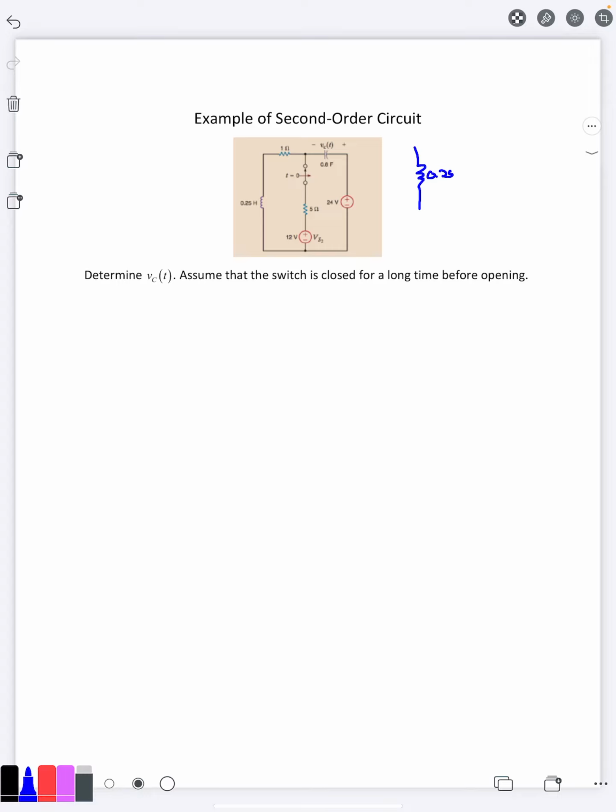We have this inductor. We have this resistor. The middle part of the circuit is going to open up and go away. It's not going to be connected anymore, so we can ignore it. Then we have our capacitor, that's 0.8 farads. And then we've got 24 volts here. And we're trying to find the voltage across the capacitor. So we see that this is going to be an RLC series circuit here.